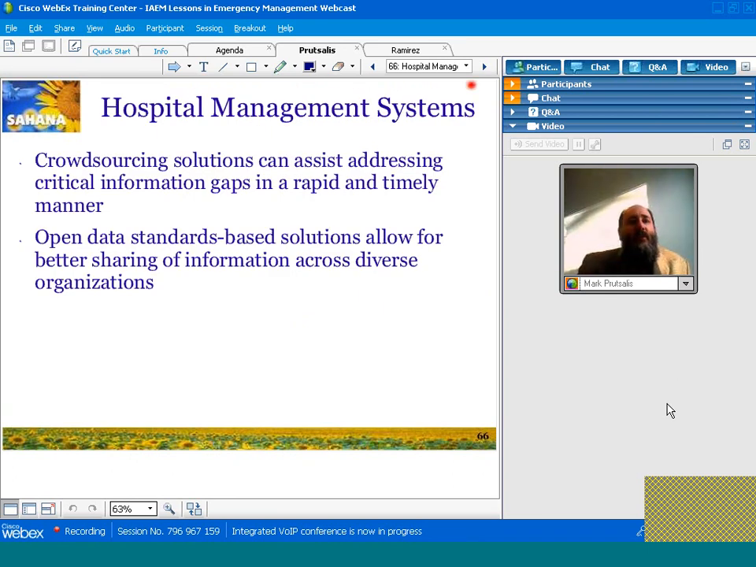So I guess the final lessons from the hospital management side were, again, an important example of using crowdsourcing or going out to global volunteers to address critical information gaps in a rapid, timely, and accurate manner, ultimately. And again, to stress that we promote and feel that an open data standard-based solution is going to allow for better sharing of information across diverse organizations.